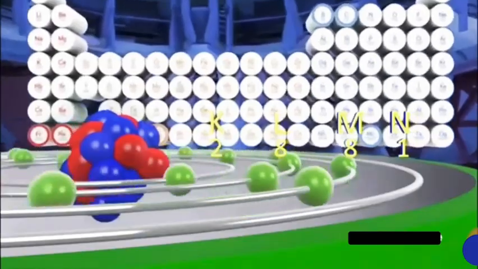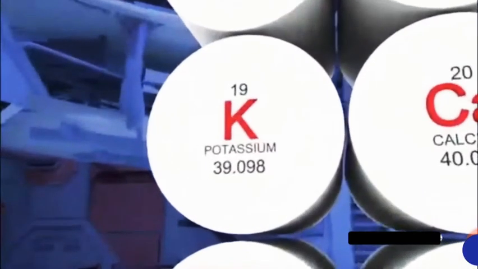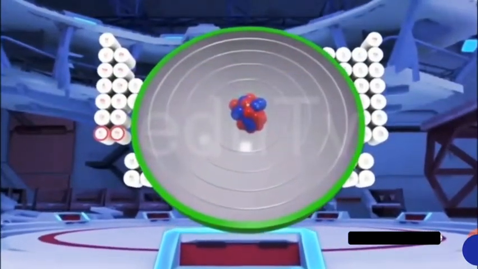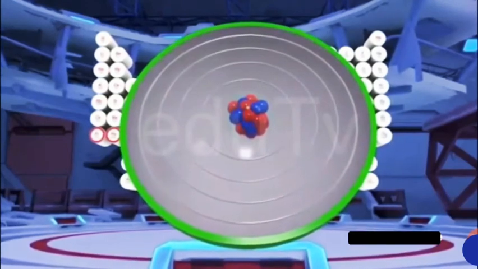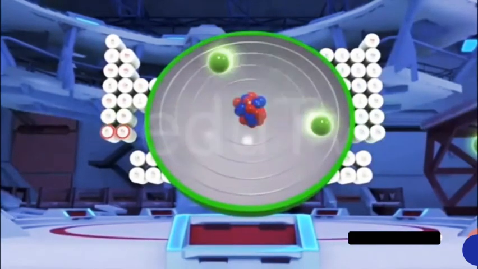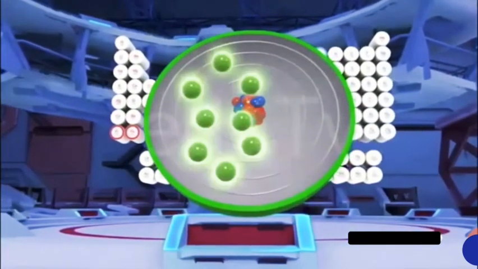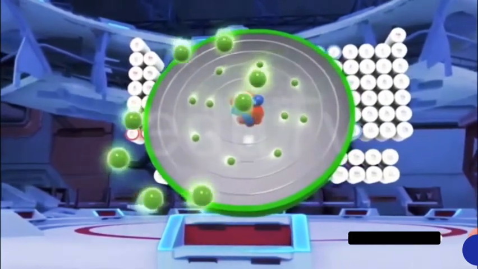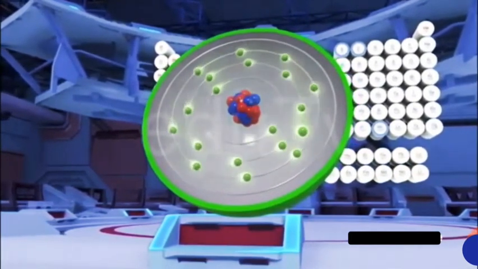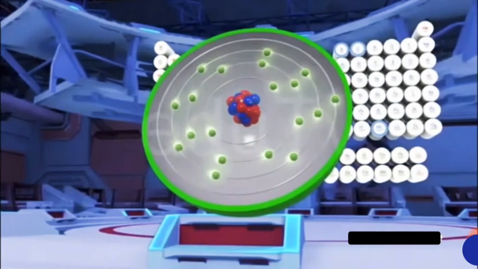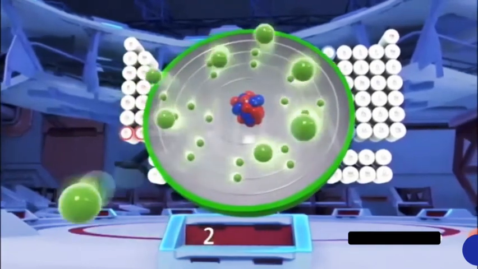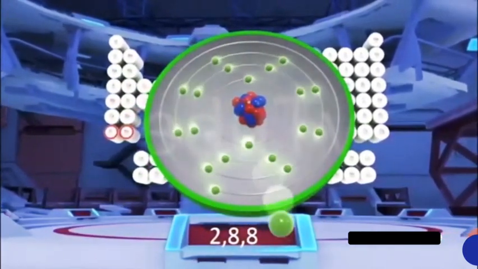For instance, consider potassium. The atomic number of potassium is 19. Therefore, there are 19 electrons revolving around its nucleus. Out of these, 2 electrons enter the first orbit, 8 into the second orbit, another 8 into the third orbit, and the remaining electron enters the fourth orbit. Hence, the electronic configuration of potassium is written as 2, 8, 8, 1.